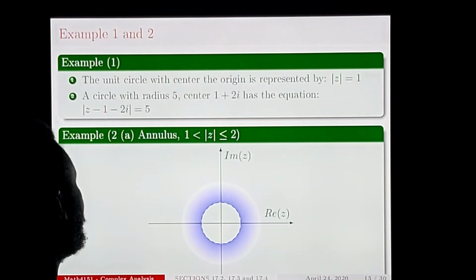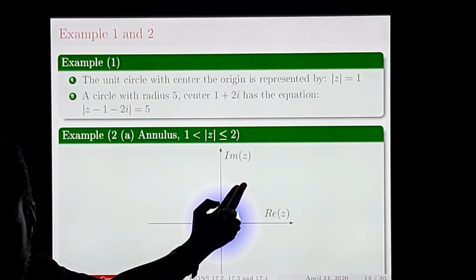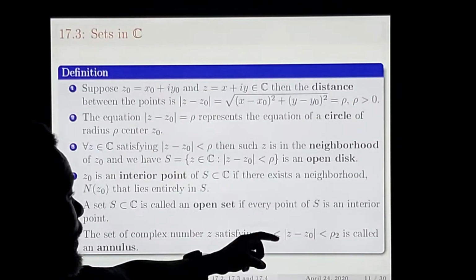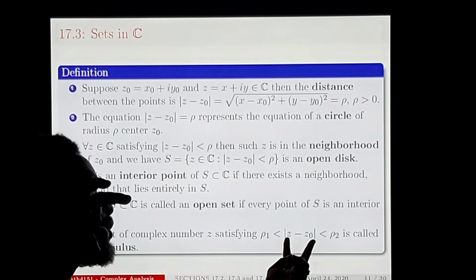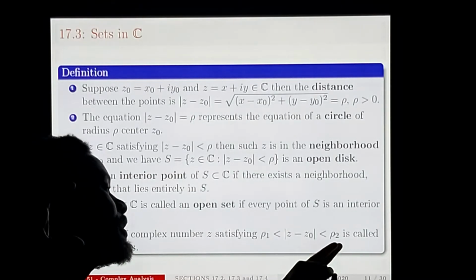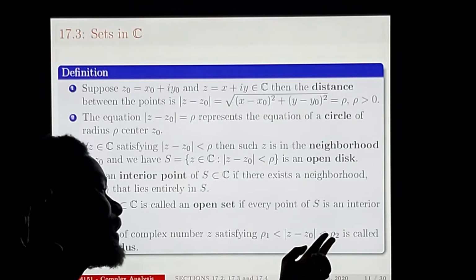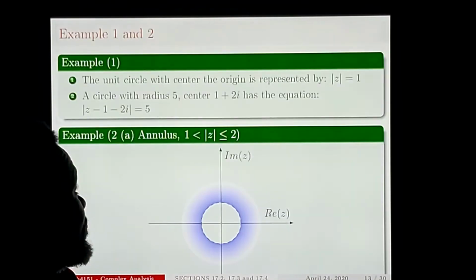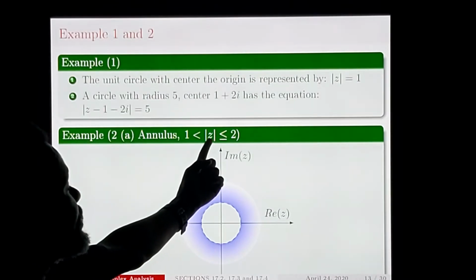Example number 2. You have an annulus. For annulus, the definition we say is just that you have this. Annulus means that you do have the equation of, it's like a circle, but these are two circles, the bigger one and the smaller one. So this is the inner, the outer. So this is basically what you have here, ladies and gentlemen. So, an annulus, the center is the origin.